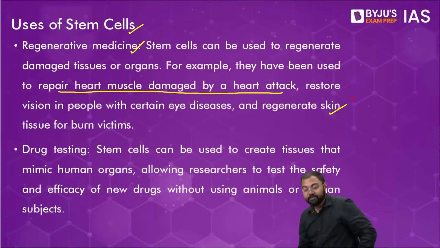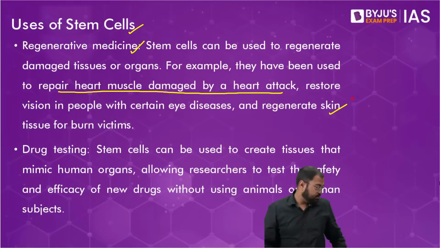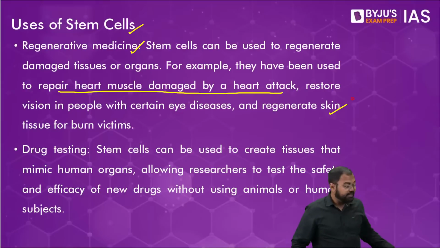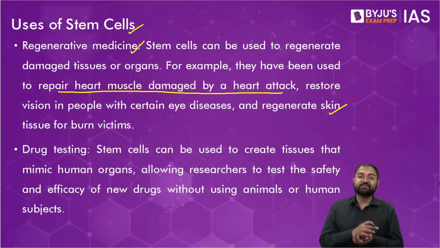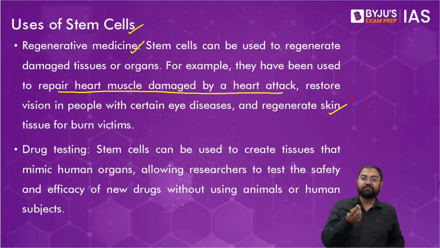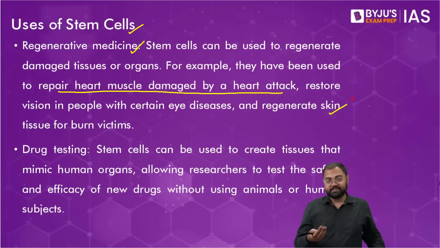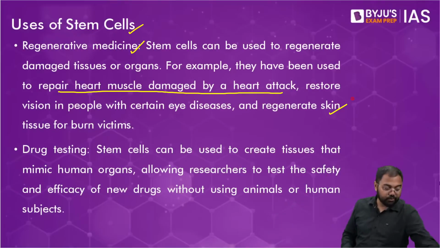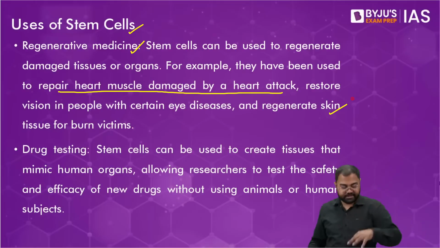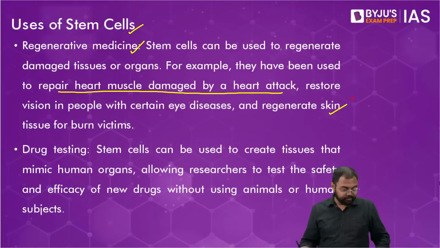Why exactly do we see that? Because we know that stem cells can grow into a new cell. So whatever damaged skin cells or damaged heart muscles we have, we will try to replace that with a stem cell, and this stem cell will now grow into a normal cell instead of the damaged cell. So that is basically what we'll see with regard to regenerative medicine.